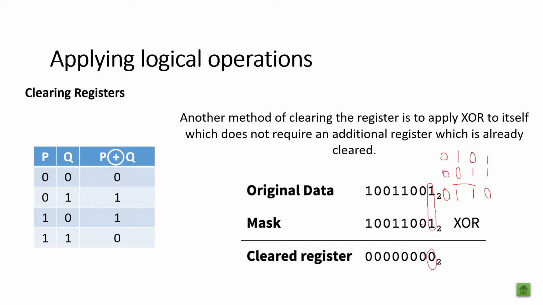So 0, 0, 0, 0, 0, 0, 1 and 1, 0, 1 and 1, 0, 0, 0, 0. Everything's 0 because the mask is identical to the original data, which means you will run this rule and you will run this rule, making it always, always, always 0.